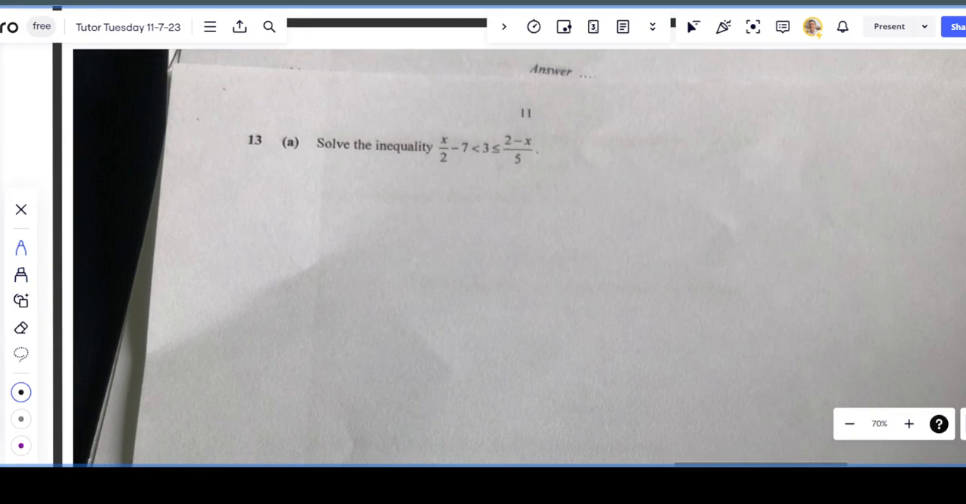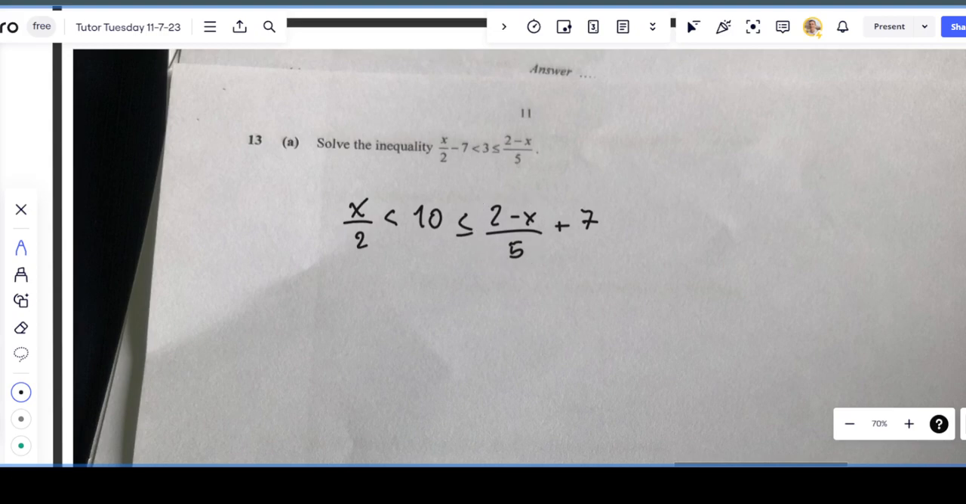x over 2 minus 7 less than 3 less than or equal to 2 minus x over 5. Okay, let's do it. Probably black is the best on this background. What I want to do here is add 7 to everything because I want to get rid of this minus 7. So I get x over 2 is less than 10 is less than or equal to 2 minus x over 5 plus 7. Then I want to get rid of these fractions.